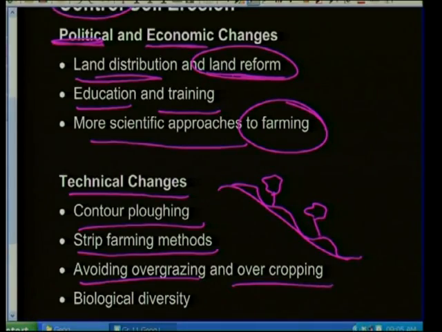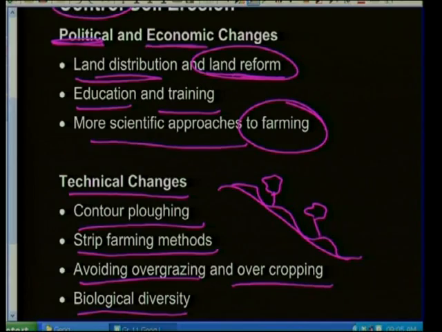Avoiding overgrazing and overcropping. These are solutions to overgrazing and overcropping. Farmers must simply ensure that they rotate crops as well as their stock so that soil is allowed to restore its nutrients. Biological diversity. Too many times, most farmers use the same types of animals on the same type of land. What we have to ensure is that different types of animals are used for stock farming in order to ensure that not the same nutrients are extracted from this type of farmland.